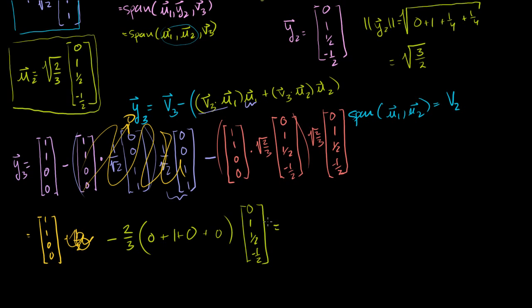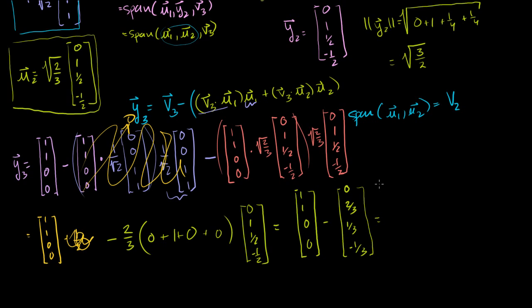And then what do we get? This is the home stretch: 1, 1, 0, 0 minus 2/3 times all of these guys. So 2/3 times 0 is 0. 2/3 times 1 is 2/3. 2/3 times 1/2 is 1/3. And then 2/3 times minus 1/2 is minus 1/3.